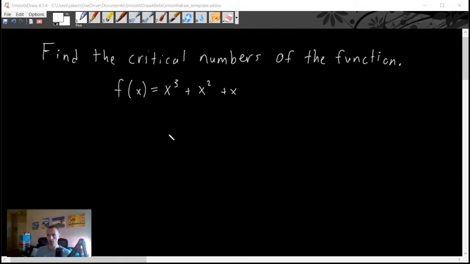But let's go ahead and jump into the examples here. So this first one, we're just going to be finding the critical numbers of this function here. F of x equals x cubed plus x squared plus x.